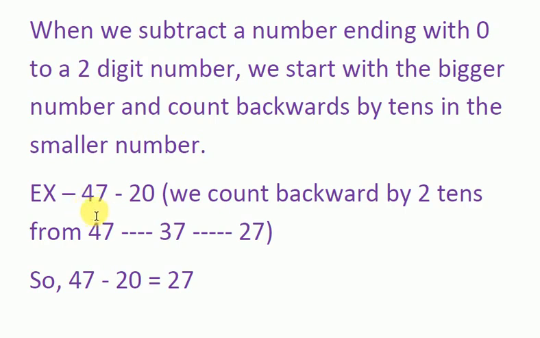So, let us see this example. 47 minus 20. Here 20 is ending with 0. So 20 has how many tens? It has 2 tens. We have to count backwards by 2 tens. But you have to start with the bigger number. Which is the bigger number? 47. So start from 47 and back count how many tens?